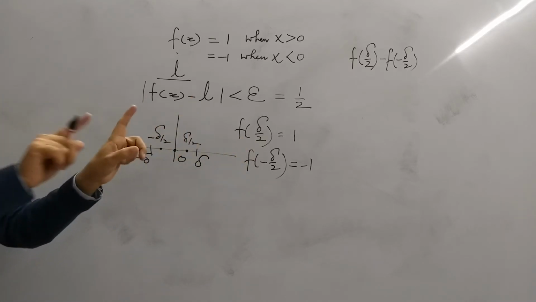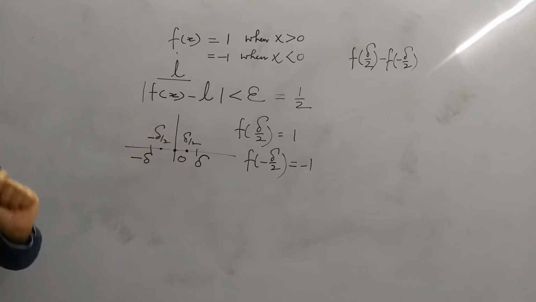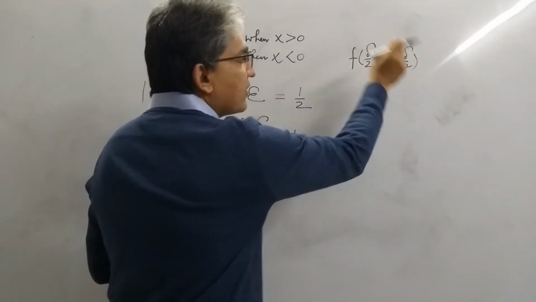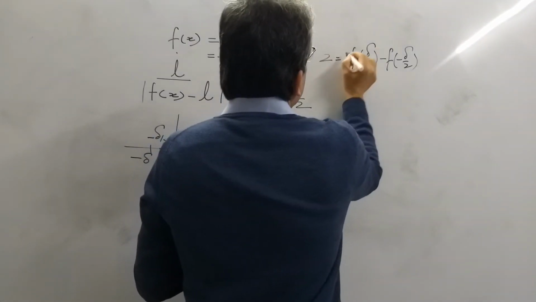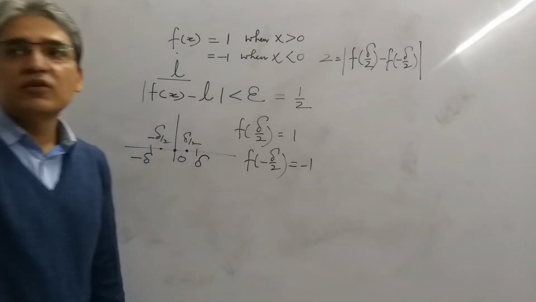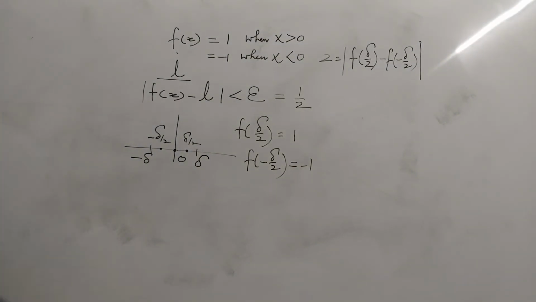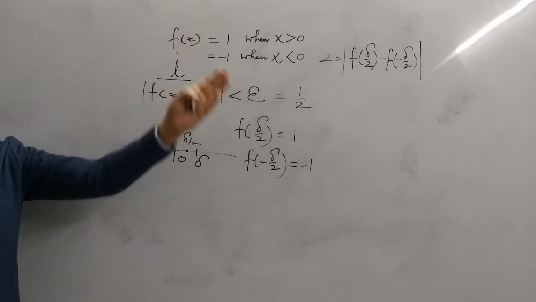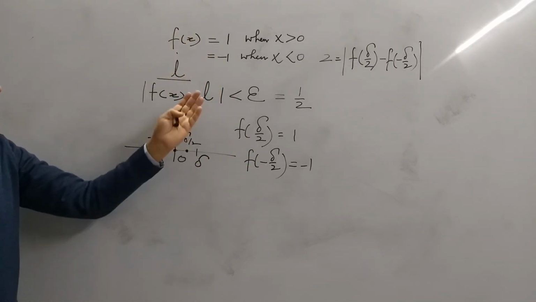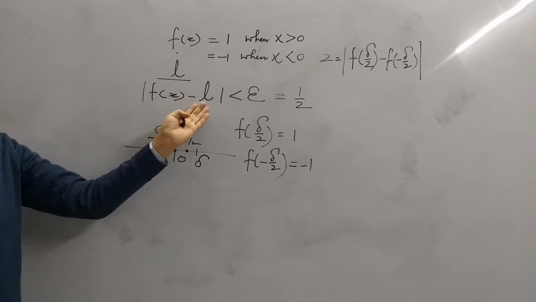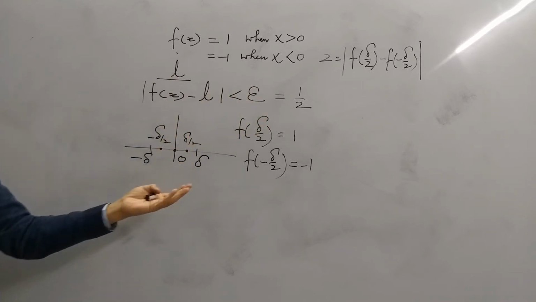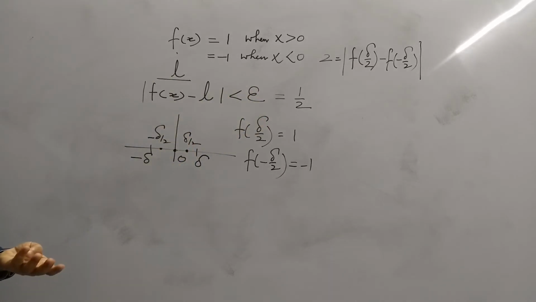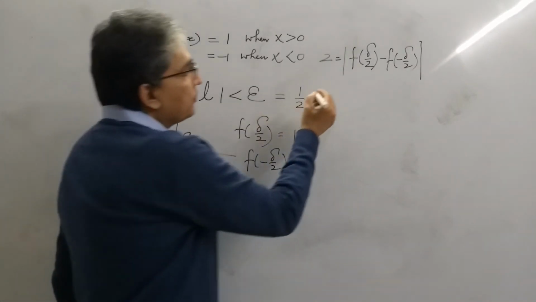So the subtraction will give you 2. This is 1 and this is minus 1, so 1 minus minus 1 will be 2. So the absolute value of this is how much? 2. Okay? Alright. So this means that if I define my function like this, I take my limit to be something which is deviating, and its deviation to be 1 by 2. So I can get my delta around 0 and then I do this calculation. Okay. Now see what I do.